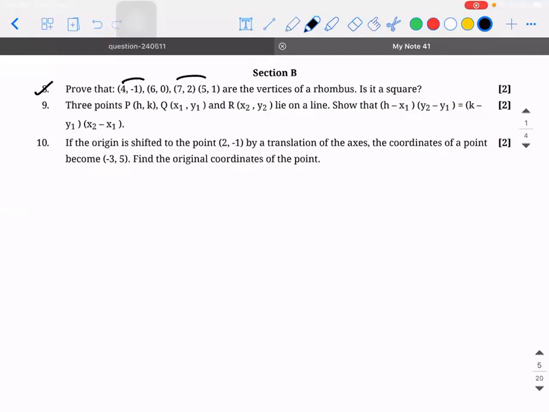So what are all the things you need to prove, guys, for it to be a rhombus? To find the distance between the points, sir. Find it out. And if they're equal, then that's one point. Then it forms a parallelogram. So first find the distance. Do it fast.